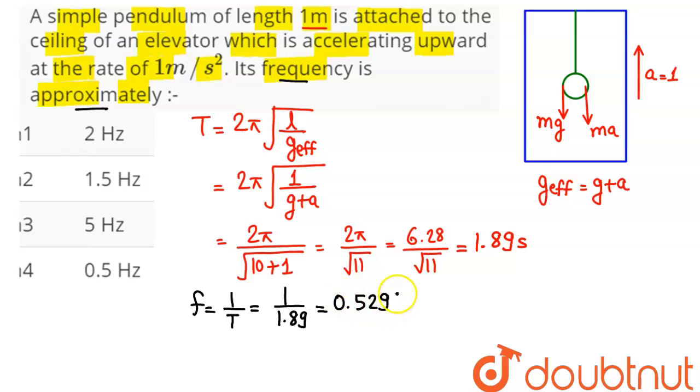0.529 hertz. Hence we can say amongst the four options the approximate frequency here is 0.5 hertz, which is option number 4. Hence we can say 4 is the correct answer. So we have 4 as our answer.